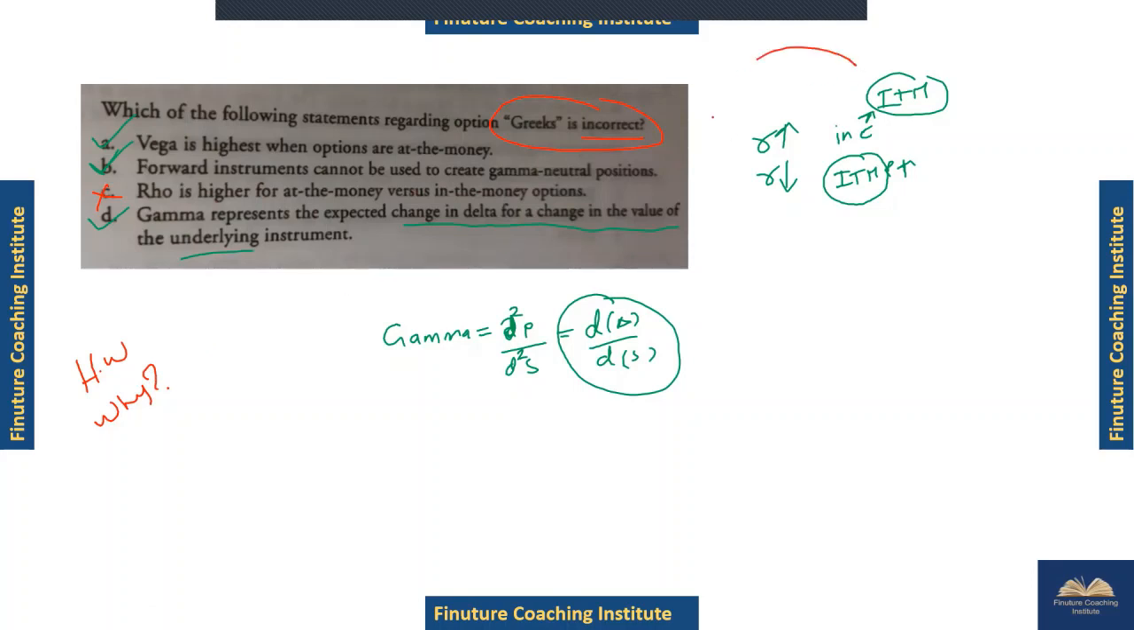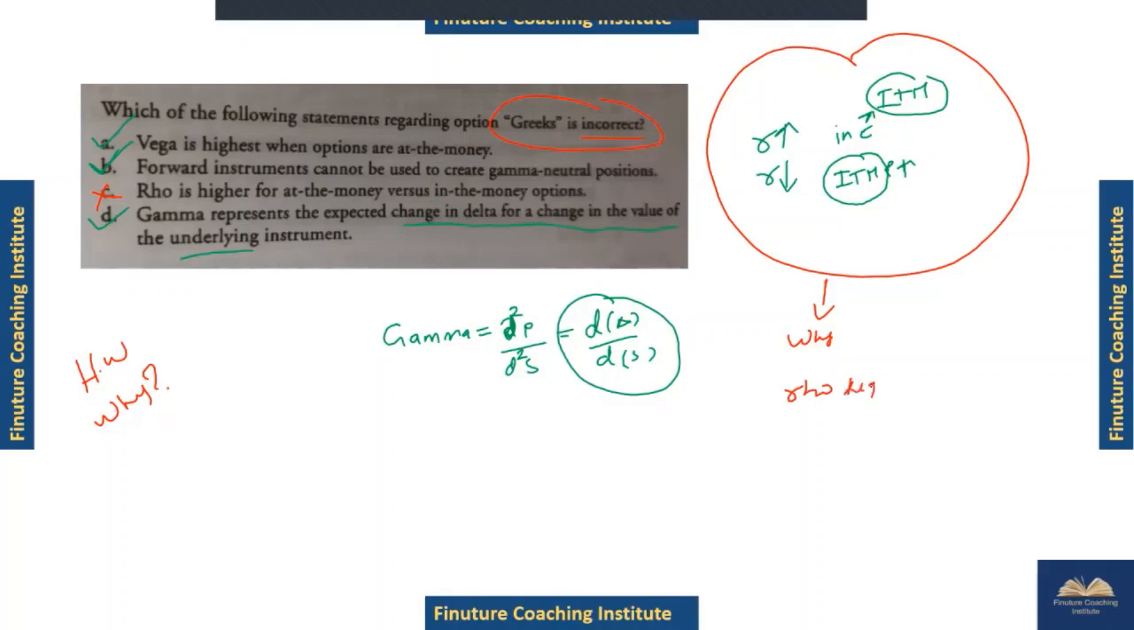So for this phenomenon, you have to think why your rho is higher for in the money options. So think why, and do comment if you come up with a good rationale for this.